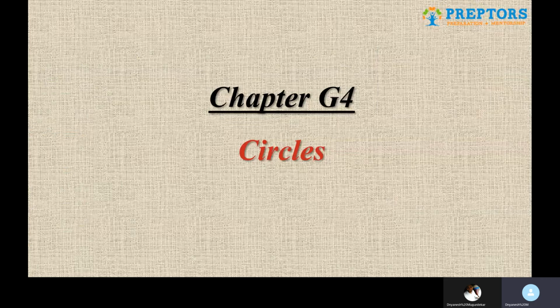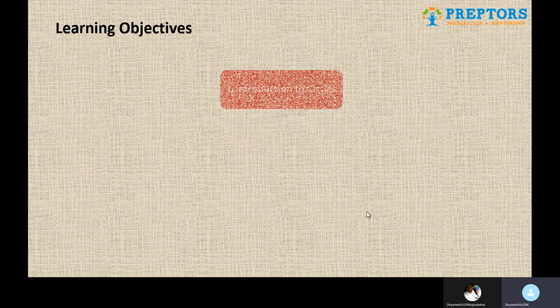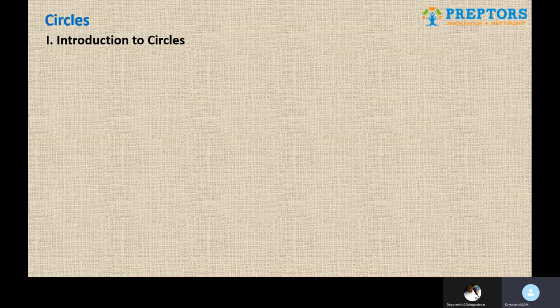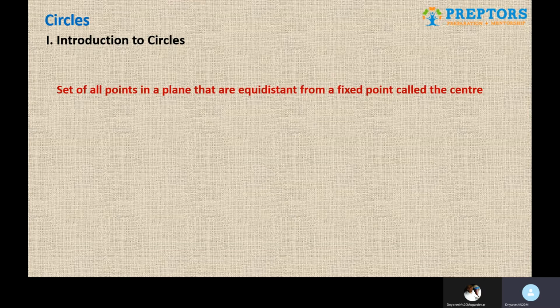Hi guys, so we are continuing the G module and today we are doing G4, which is circles. So what are the things that we are going to see here? Obviously more properties of circle, introduction to circle and things like that. So the first part, obviously what exactly is circle.